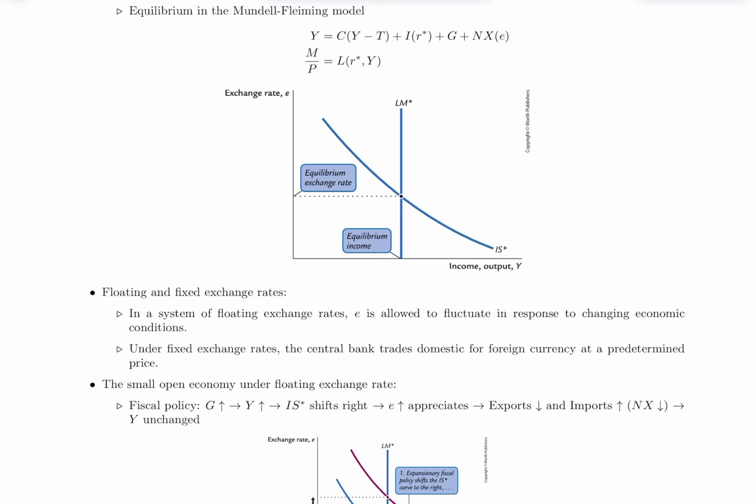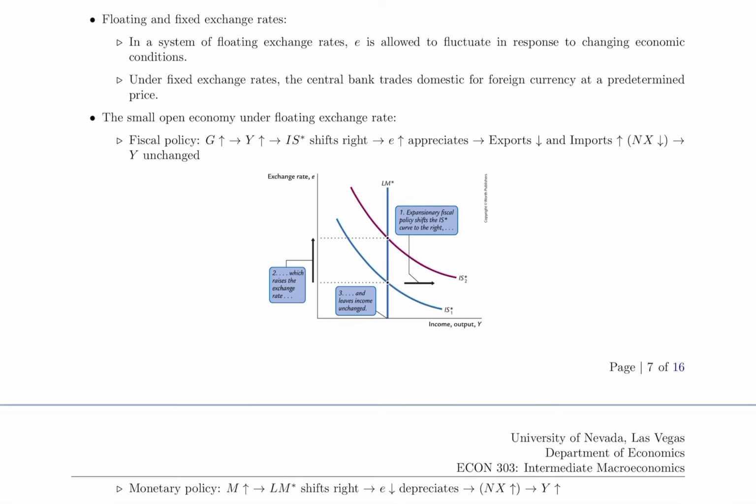Exchange rate regimes. Floating exchange rate: E is allowed to fluctuate in response to changing economic conditions. Fixed exchange rate: the central bank intervenes to keep E at a target level by trading domestic for foreign currency at a predetermined price. Policy effects under floating exchange rates.